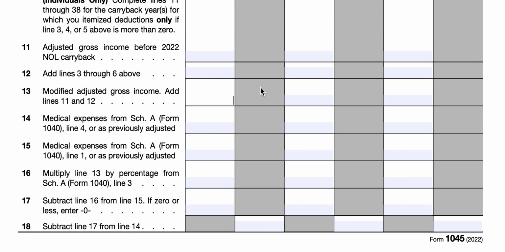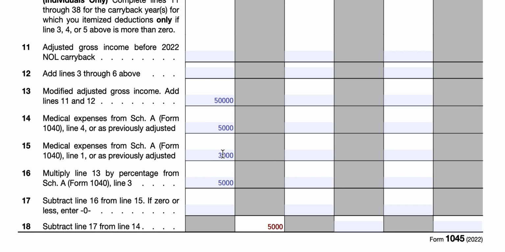So let's just assume that you have a modified adjusted gross income of $50,000. Let's say you had $5,000 of medical expenses on Schedule A and you had $3,000 on line 1. Then you would multiply line 13. Let's call this a 10% AGI limitation, right? So you would enter 10% of your modified adjusted gross income here, and then you would subtract line 16 from line 15. Since this represents 0, you would enter 0, and then subtracting line 17 from line 14, you would get $5,000 here.